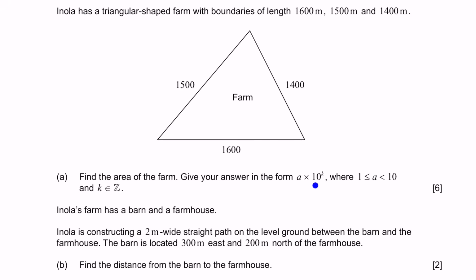And this is times 10 raised to the power of k, where k is again 1, 2, 3, 4, 5, and so on. So essentially they're asking us to find the area of the farm. Whatever the value is, we want to write it out in scientific notation.